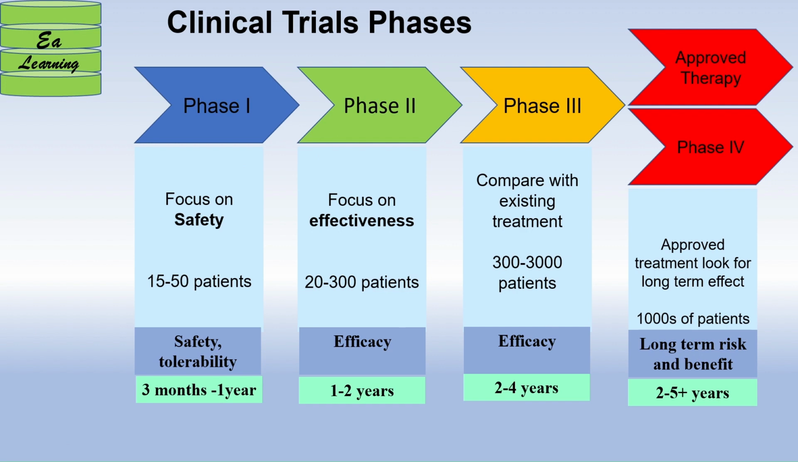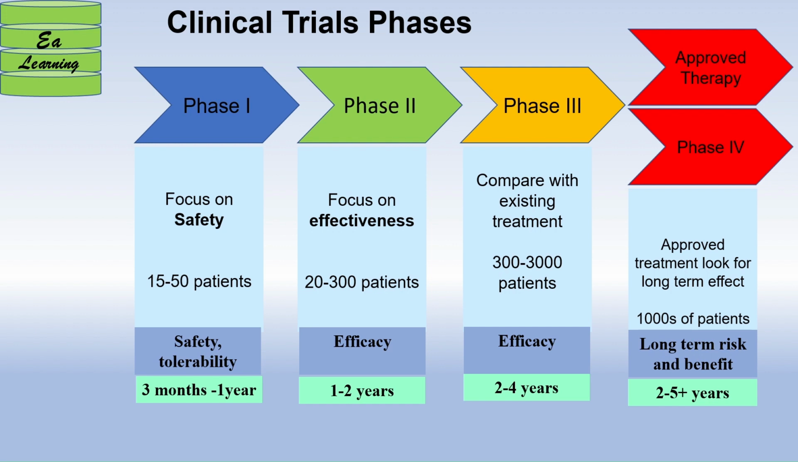While phase 2 trials focus mainly on effectiveness. We test the efficacy of a drug: whether it is really effective, working as it should, actually treating a disease if it was developed to treat one. We look for that efficacy, and it's used in a somewhat higher number of patients, and the duration is around 1 to 2 years.